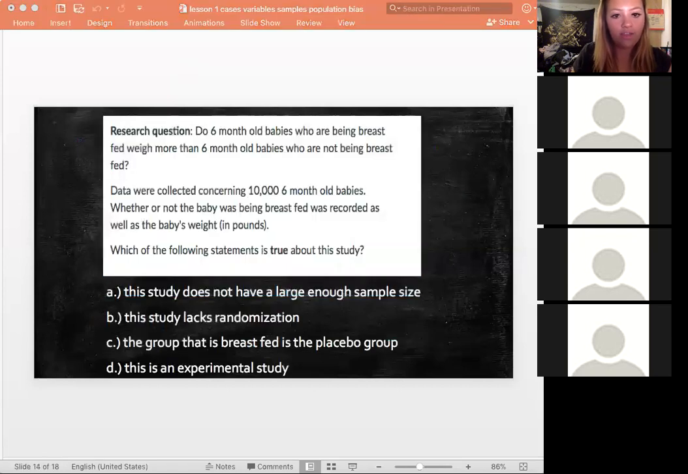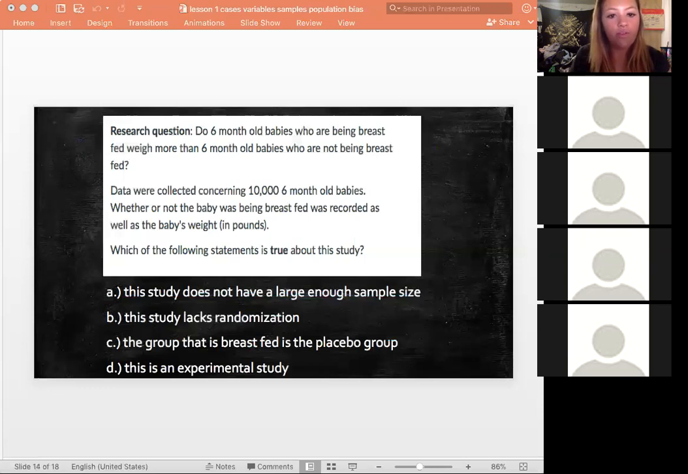So let's try these questions here. Our research question is, do 6-month-old babies who are being breastfed weigh more than 6-month-old babies who are not being breastfed? We collected data from 10,000 6-month-old babies. Whether or not the baby was being breastfed was recorded, as well as the baby's weight in pounds. Which of the following statements is true about this study?